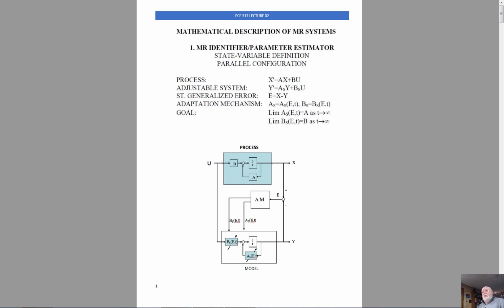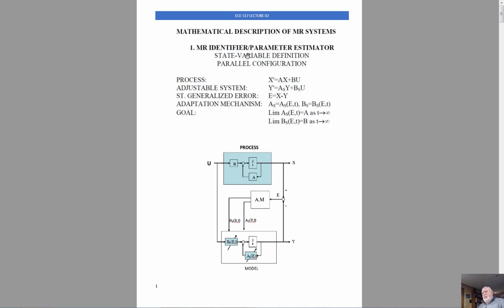We will continue our discussion of the model reference systems. Last time I introduced qualitative discussion, qualitative definitions of the systems. This time I want to use mathematics in order to provide numerical, quantitative description of the systems. And we will start from a model reference system that we use as an identifier or parameter estimator.